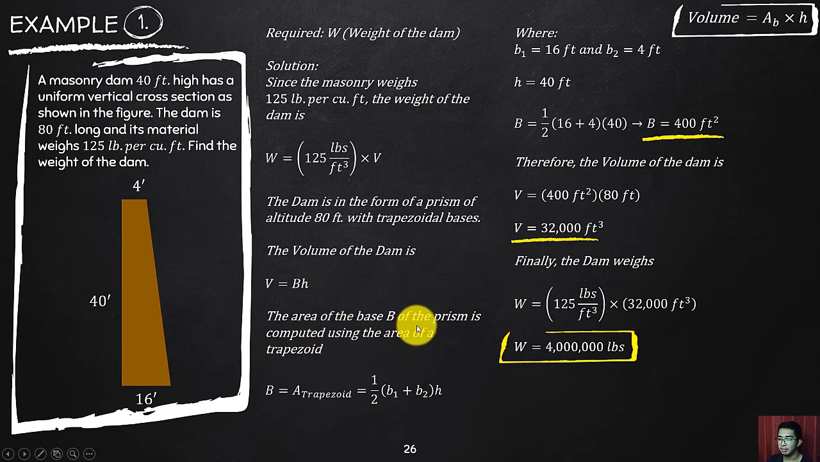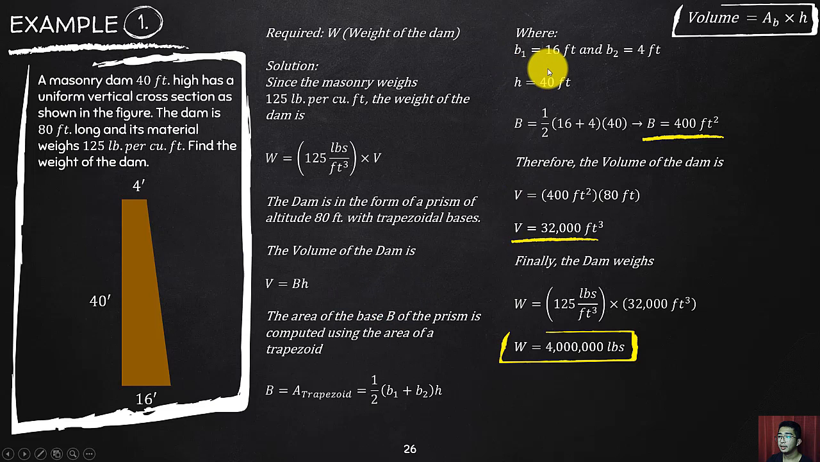So the area of the base B of the prism is computed using the area of a trapezoid that we've discussed or introduced in the plane figures. So the area of the base is now the area of the trapezoid, which is 1/2 the sum of the parallel bases multiplied by the height. Take note, this H here is a different H from the H of the prism. H of the prism is used for volume, H of the trapezoid is used for the area of the trapezoid. It just so happens that they have the same variable, so you just need to differentiate them.